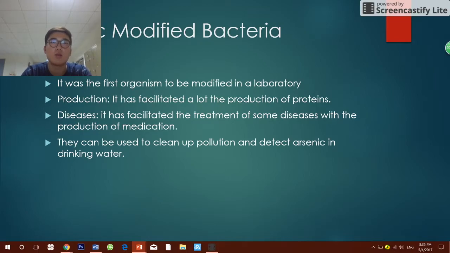It can be used to cure or hinder tumors and fight Crohn's disease. It's used a lot in some soils to facilitate crop growth and produce chemical toxins for crop pests. GMO bacteria can also clean up mercury pollution and detect arsenic in sweet water.